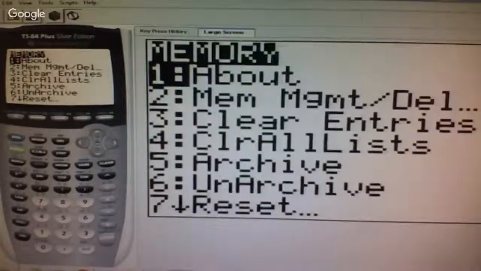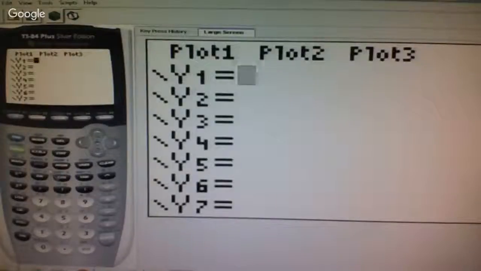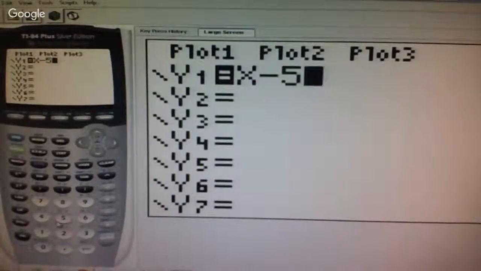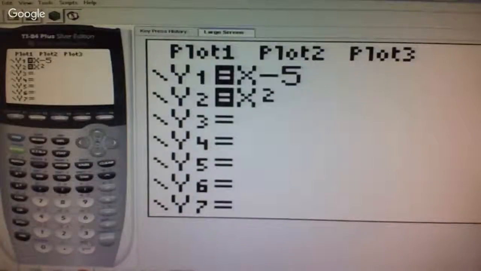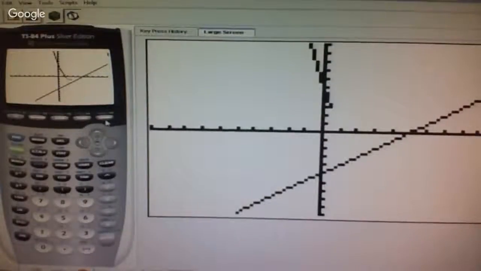Okay. Clear out your calculator for one more with me. You're going to do the last 3 on your own. X minus 5 for your first equation, and x squared minus 5x plus 5 for your second equation. Okay? They don't intersect. So that means no solution.